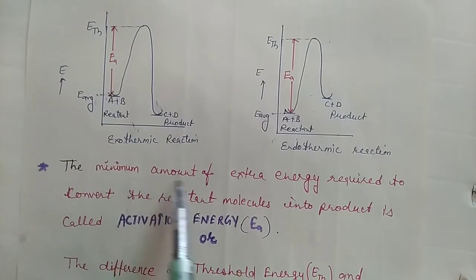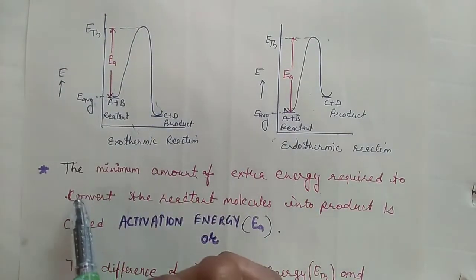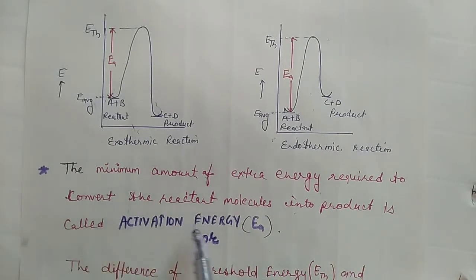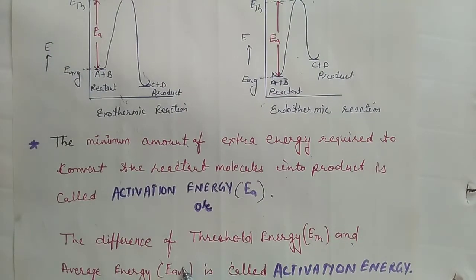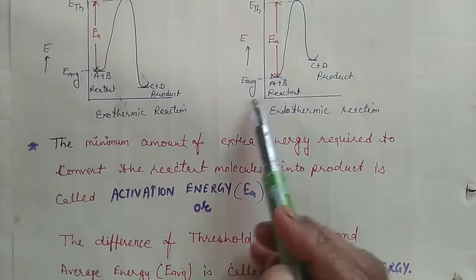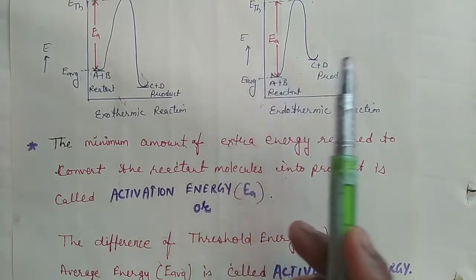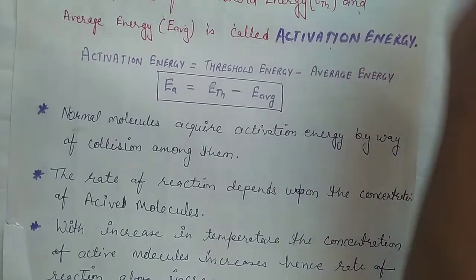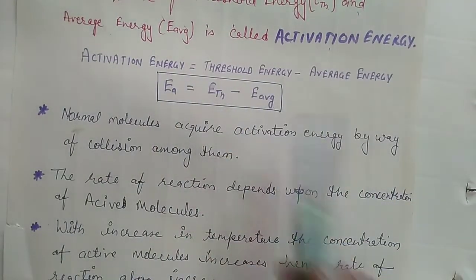Okay, the minimum amount of extra energy required to convert the reactant molecule into product is called activation energy, or we can say the difference of threshold energy and average energy is called activation energy. Threshold energy minus E average is known as the EA. Okay, clear? Activation energy is equal to threshold energy minus average energy. EA is equal to ETH minus EAVG.